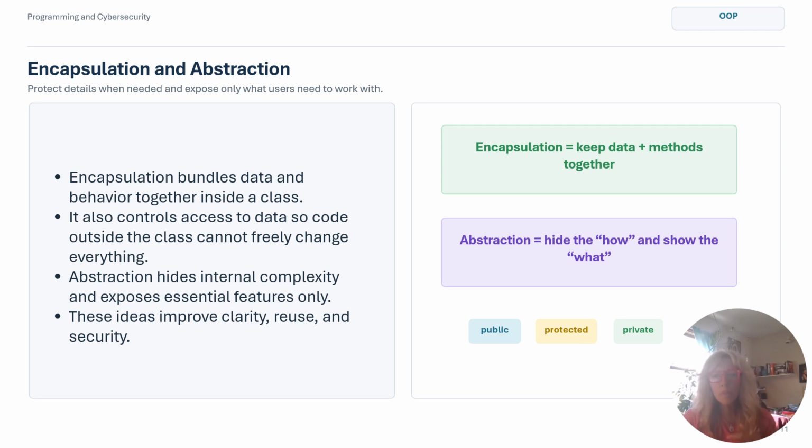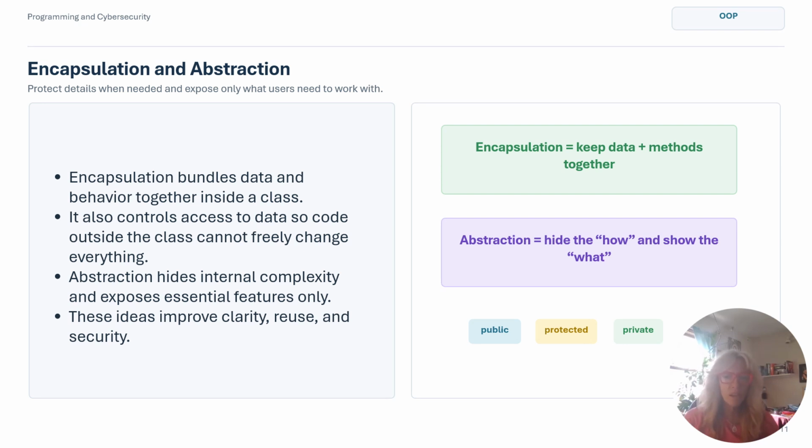The labels at the bottom, public, protected, and private, refer to different levels of access. Public means something can be accessed from anywhere. Protected usually means it should only be used within the class or related subclasses. And private means it is meant to stay inside the class itself. The main idea is that not everything should always be directly exposed.